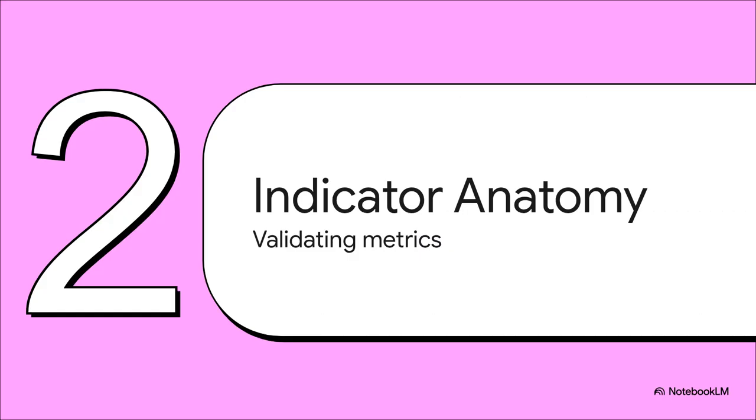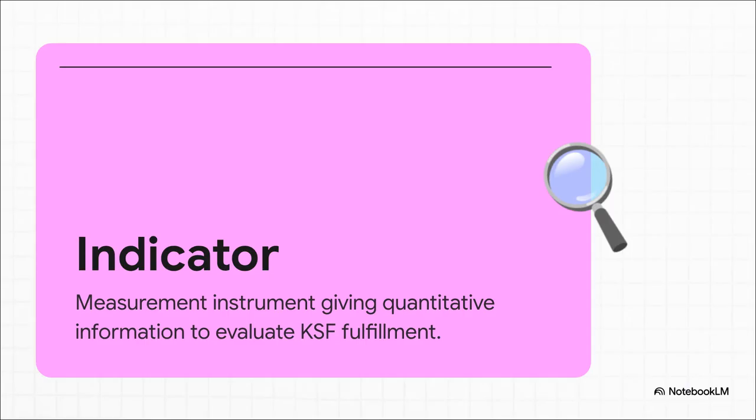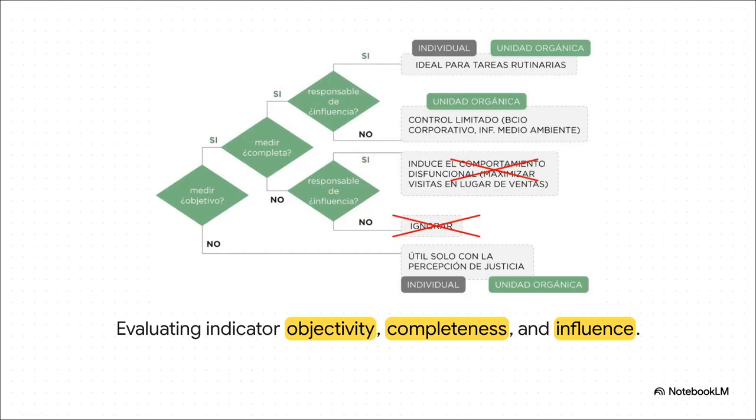Moving right along to Section 2, the anatomy of indicators. The crucial point here really lies in the definition itself. Remember, a key success factor is an abstract concept, like, say, customer satisfaction. An indicator, however, absolutely must be a concrete, quantitative measurement instrument. It's the hard formula that tells you, without a shadow of a doubt, whether or not you're actually fulfilling that KSF. To build a valid metric, we use the indicator decision tree, which essentially asks 3 really critical questions.